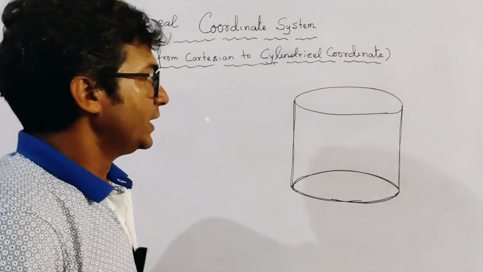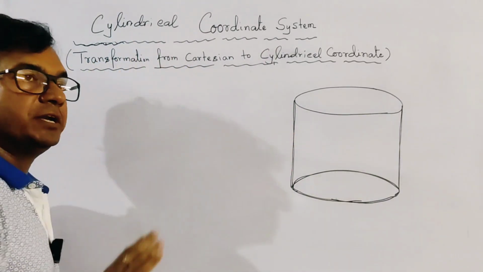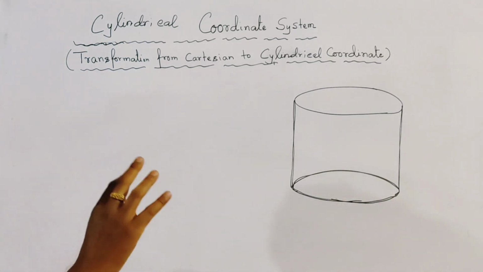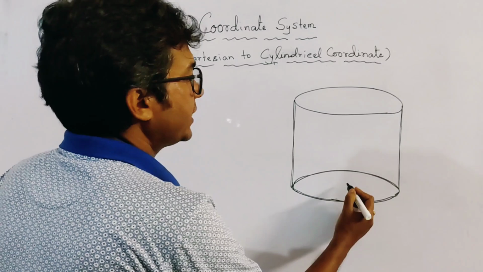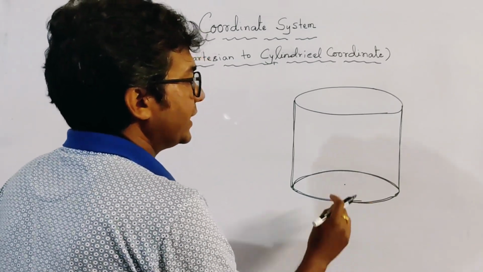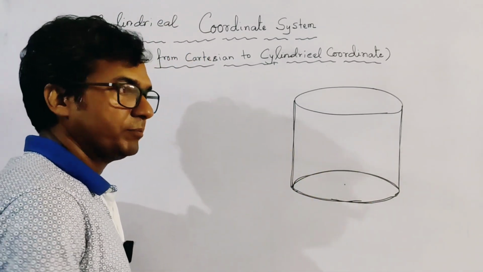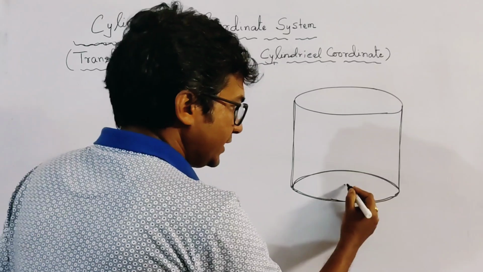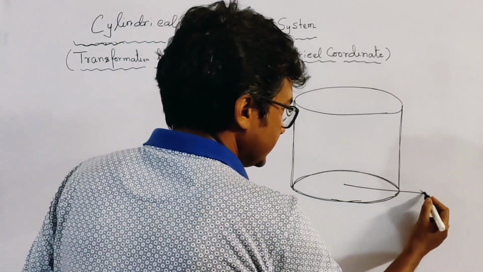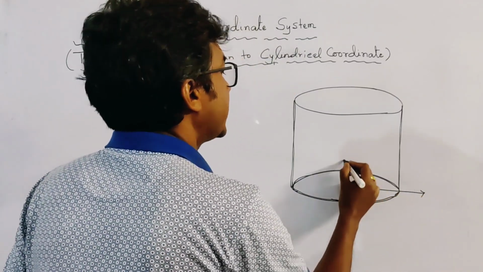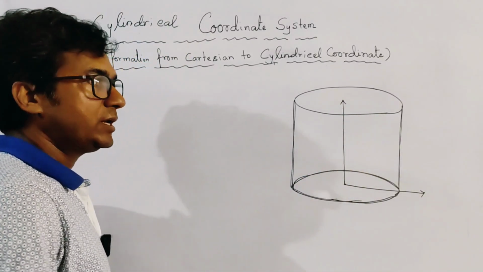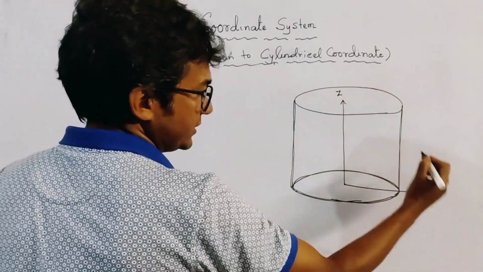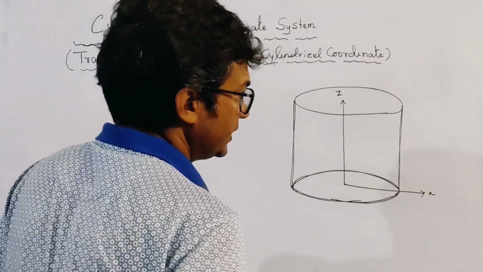Here we draw a cylinder because this is a cylindrical coordinate system, and we take the origin at the base of the cylinder and take the x-axis and the z-axis along the axis of the cylinder. This is the z-axis and this is the x-axis.